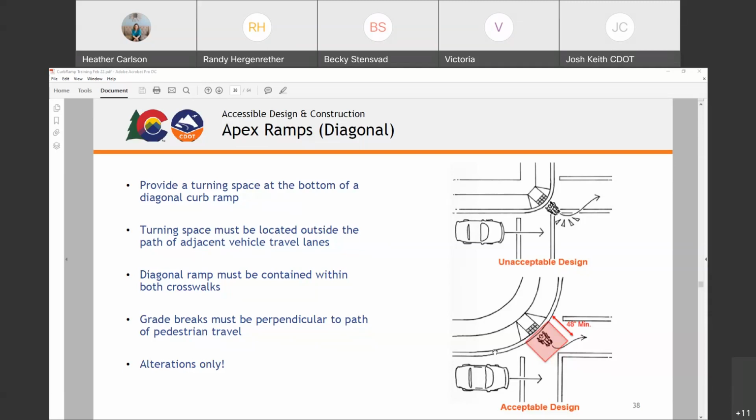The other thing to think about there is that there will be confusion for the drivers as well, because they won't be sure where that person is going until they start to make the movement. So you have turning traffic. These are all things to think about. But again, the diagonal ramp has to be contained within both crosswalks. So those are things to think about with apex ramps. We generally advise against them, but there's always a place where it may be the best option for an alteration.